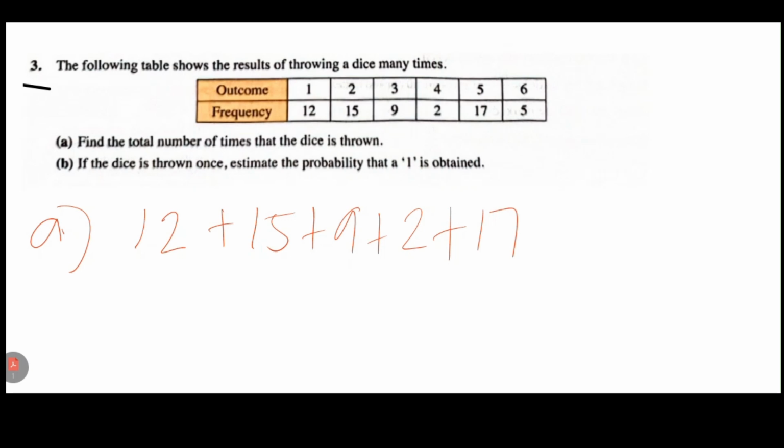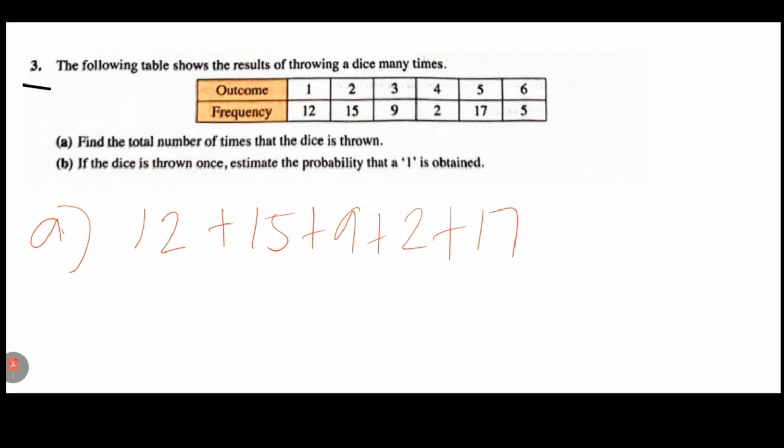Start again with the question. The following table shows the result of a die thrown many times. So we have the outcomes 1, 2, 3, 4, 5, and 6. So that means there were 6 outcomes. And let's find out the total number of times the die is thrown.